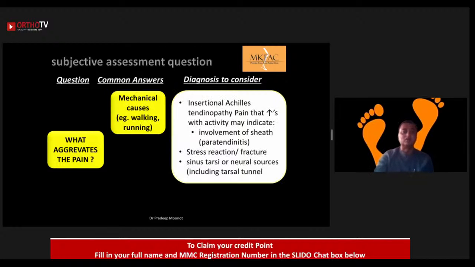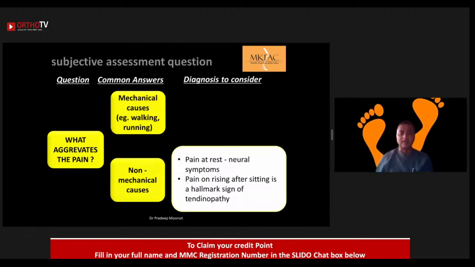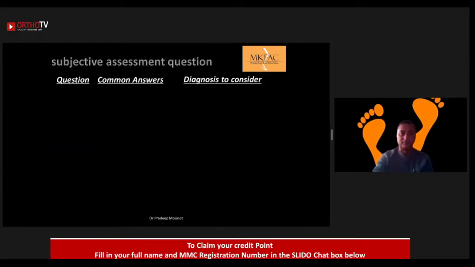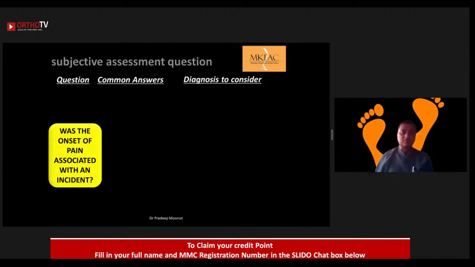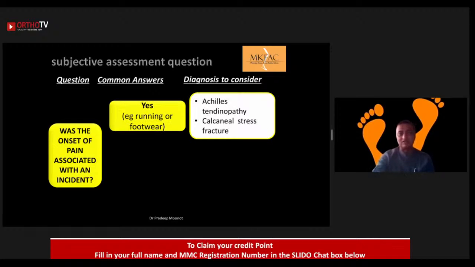If you have mechanical causes, like the pain aggravated by running or walking, you're looking at insertional tendinopathy, especially pain which increases with activity. That indicates a paratendinitis or a stress reaction or a stress fracture. If you have a non-mechanical cause aggravating the pain, and especially pain at rest, you're looking at neural causes as well. Or pain on rising after sitting is a hallmark of a tendinopathy. Was the onset of pain associated with an incident? Yes, like running footwear or a patient started to train for something, then you have tendinopathy or a stress fracture.